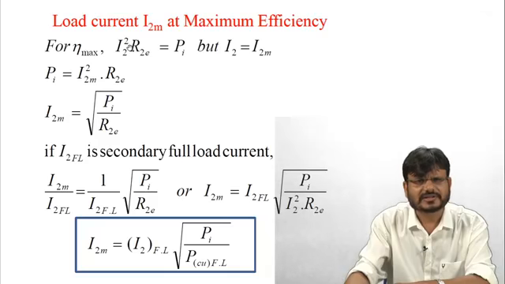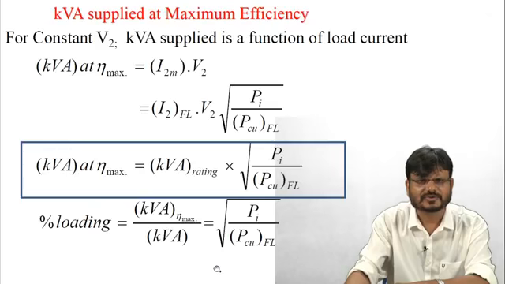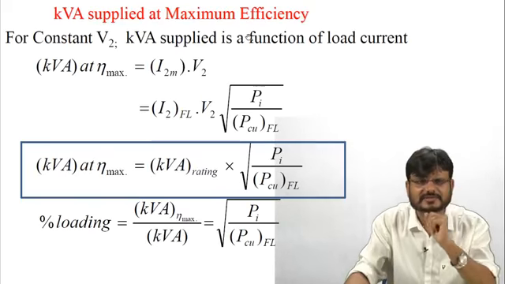This is the load current I2 at maximum efficiency. I am not going to describe this formula. You can understand that the load current at maximum efficiency is equal to the load current at full load multiplied by under root Pi upon copper losses at full load, where Pi is the iron losses and the other is the copper losses at full load. And similarly you can find out the kVA supplied at maximum efficiency.